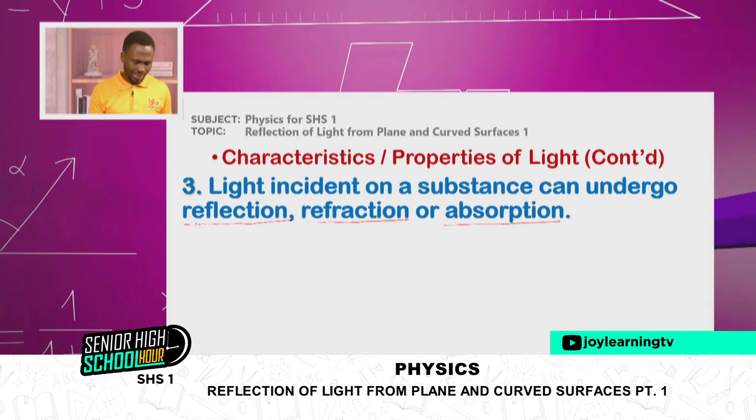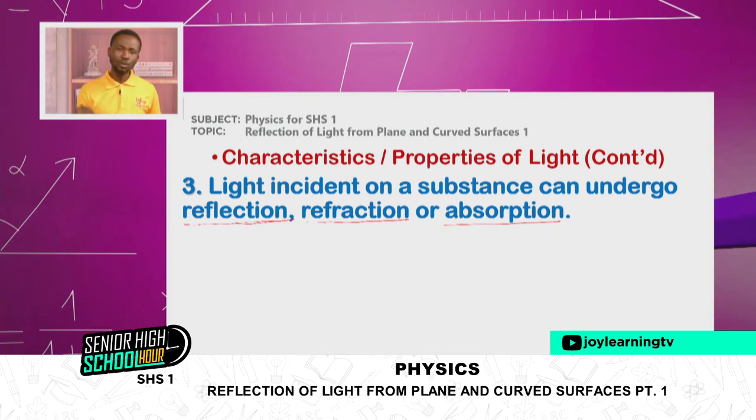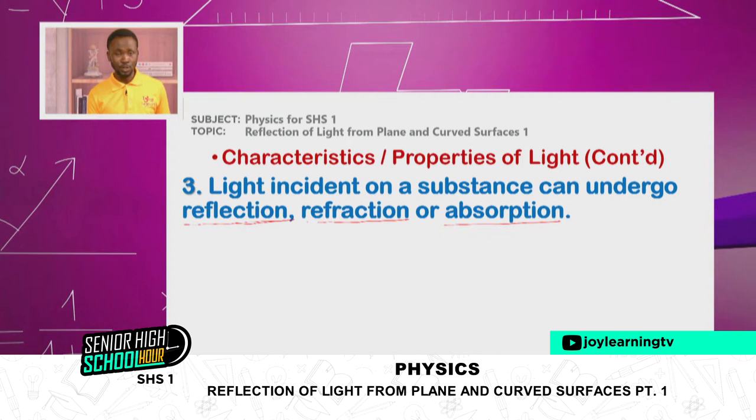So what do we mean by that? The light is incident on the surface and then it bounces. It hits the surface and comes back. We say the light has been reflected. And most of the time, that surface must be a rigid one or a hard surface or a polished one. So the light cannot enter, cannot go through it. So it bounces. Then we say the light has been reflected.